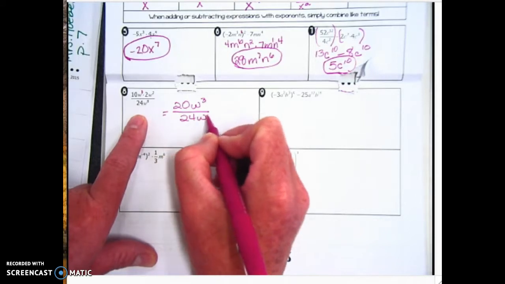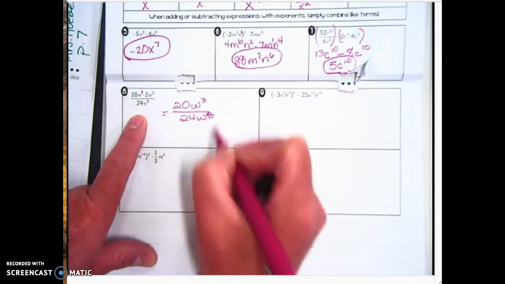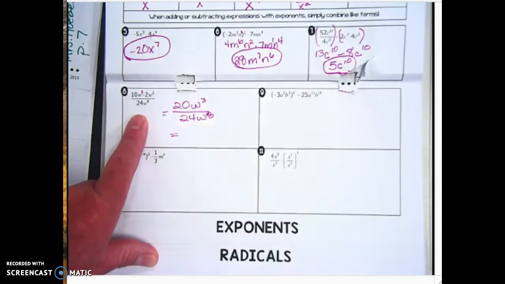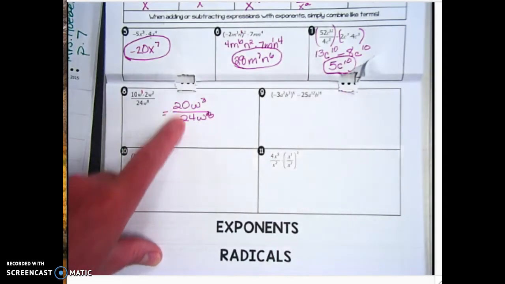Denominator, we'll just rewrite it. Now we can simplify, right? So first, let's check the coefficients. Do they have a common factor?